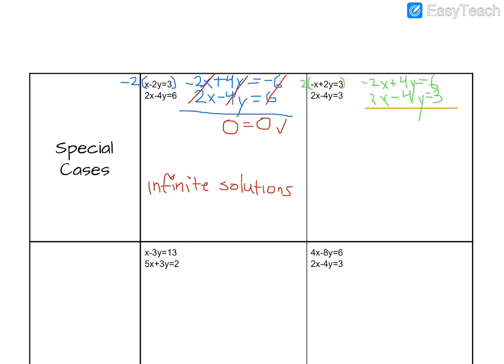All right, canceling out, we get negative 2x plus 2x gives me a 0. 4y minus 4y gives me a 0. 6 plus 3 gives me 9. This is not true. 0 does not equal 9. So just like earlier, if we cancel out our variables and we get a not true statement, we have no solution.